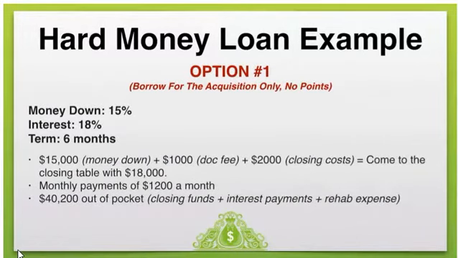One hard money lender may lend on acquisition only and not charge any upfront points for you to get the loan. Your loan terms could look like this: money down 15%, interest 18%, term 6 months, $15,000 money down plus $1,000 doc fee and $2,000 closing costs come to the closing table with $18,000. Monthly payments of $1,200 a month, $40,200 out of your pocket, closing funds plus interest payments plus rehab expense.